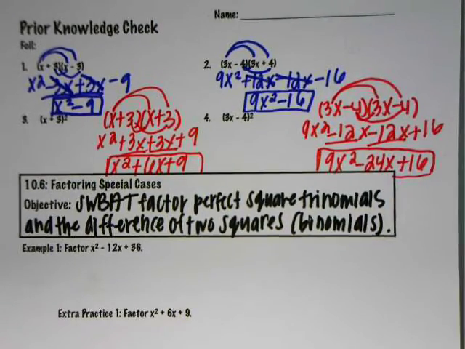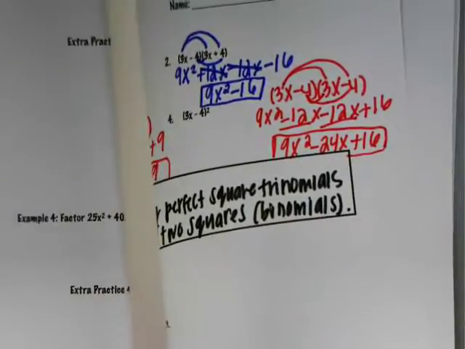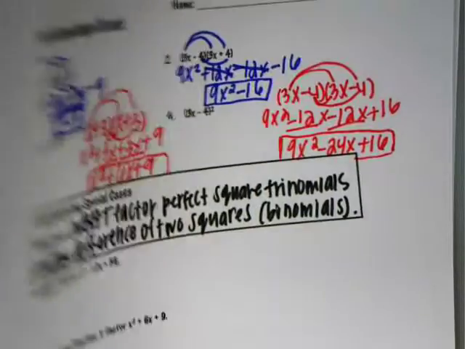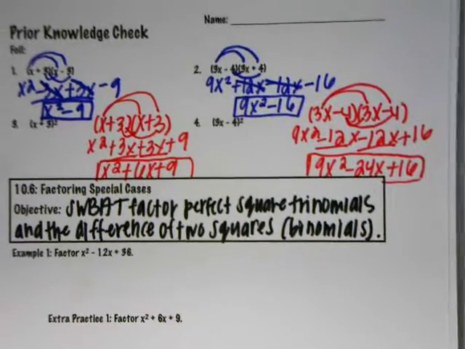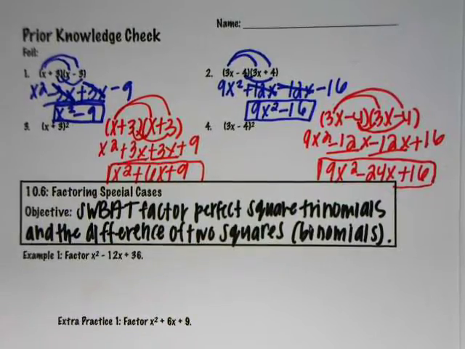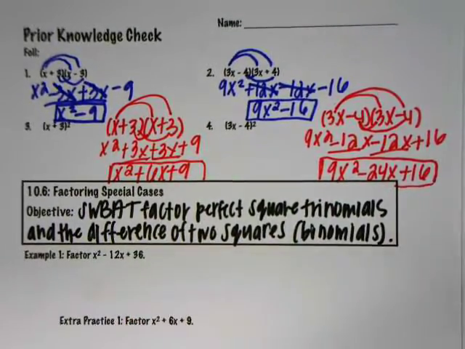Okay, so we're going to do the first few the way that we already know how to do them, because they're the simpler ones, and then they're going to start to get harder, and then I'm going to show you the shortcut that you can use. Okay, so for this one, remember what's always, no matter what, the very first step. You always look for a what? GCF. Yep. So this one, x squared minus 12x plus 36.